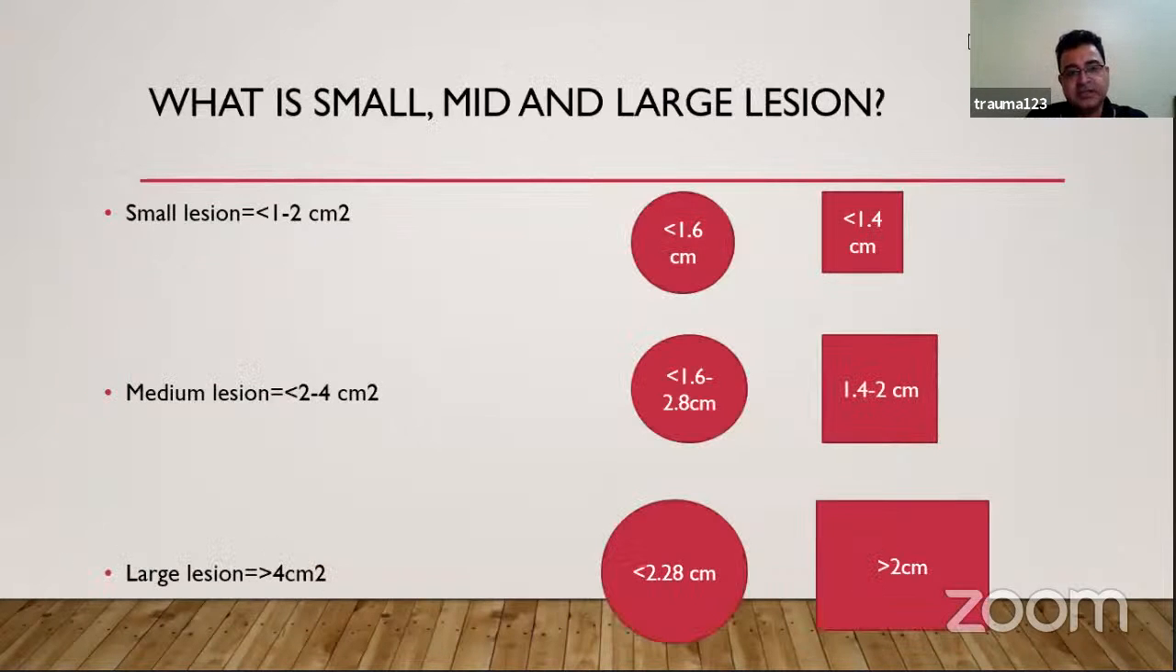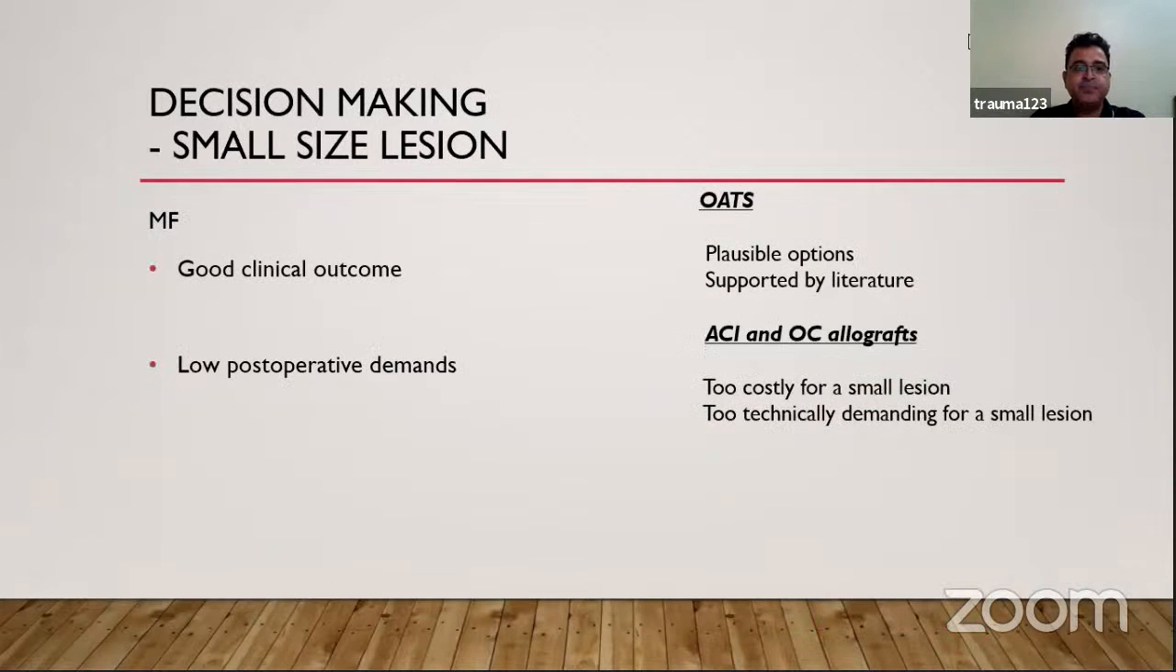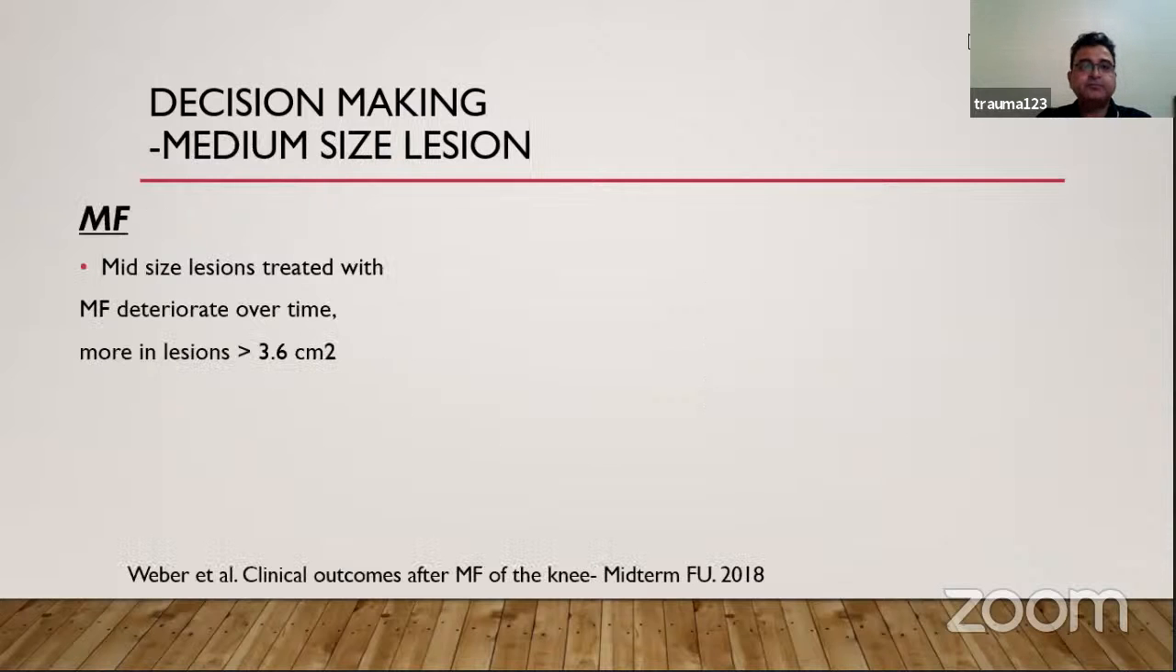Lesion size is a very important aspect, and we have classified lesions into small, medium, and large. Small lesion means less than 1 to 2 square centimeters. Medium lesion is 2 to 4 square centimeters, and large lesion is more than 4 square centimeters. In small lesions, microfracture shows a good clinical outcome and has a low postoperative demand. OATS can be used, and it is supported by the literature also. ACI and allograft are too costly and too demanding for small lesions.